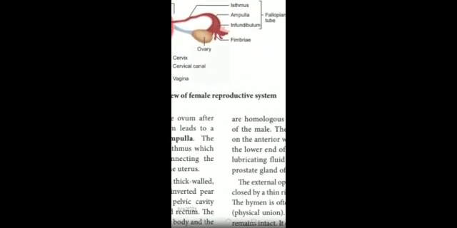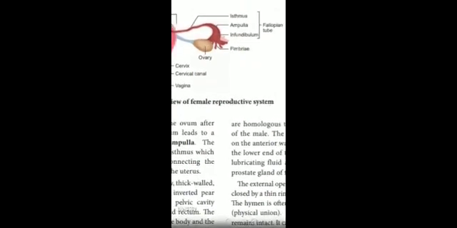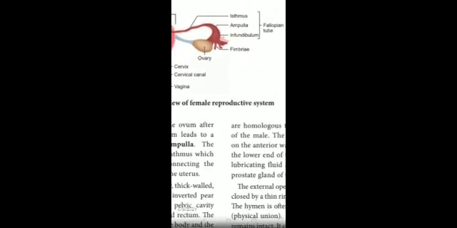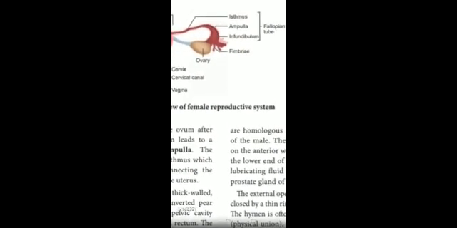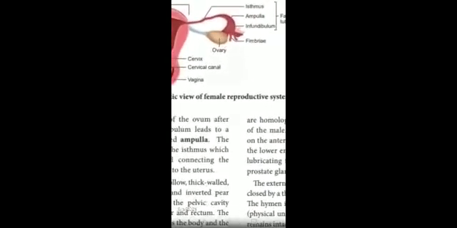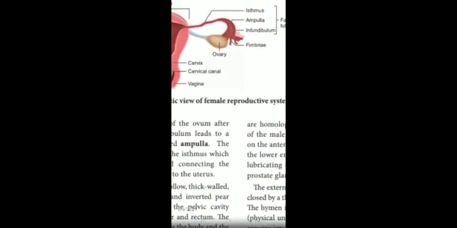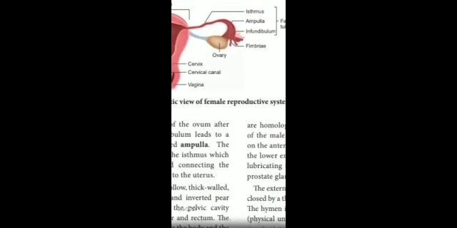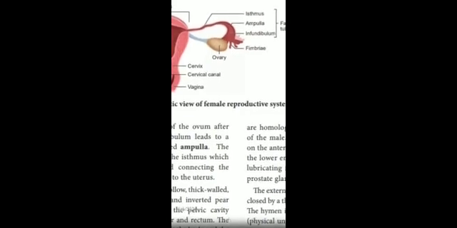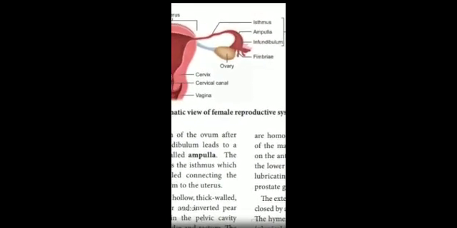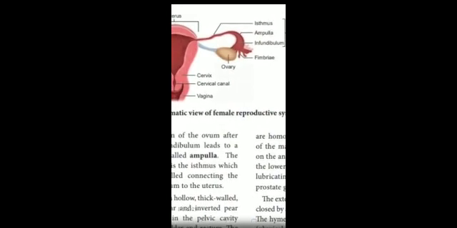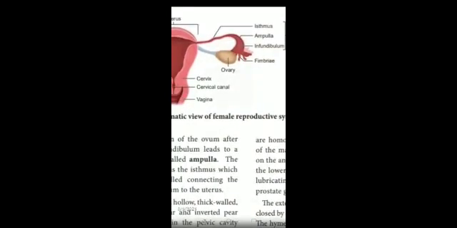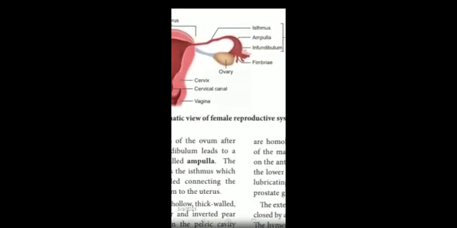The infundibulum leads to a wider central portion called the ampulla. The last part of the oviduct is called the isthmus. That is very short and thick walled, connecting the ampulla and infundibulum to the uterus. So that is the function of the isthmus.